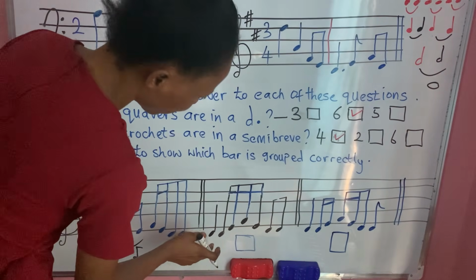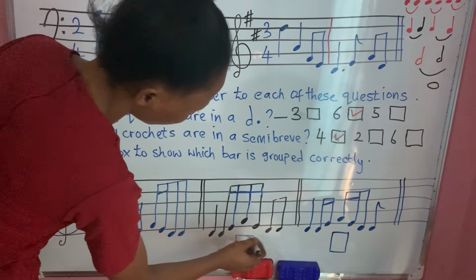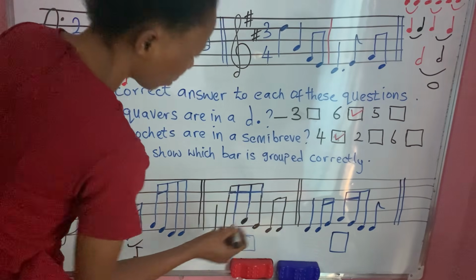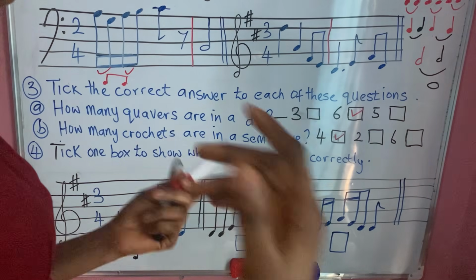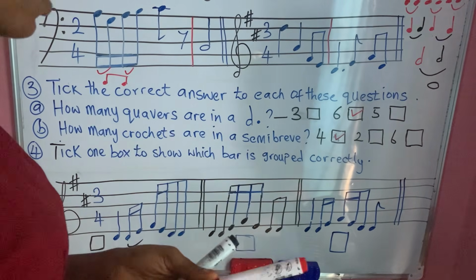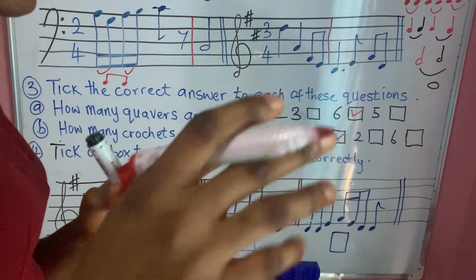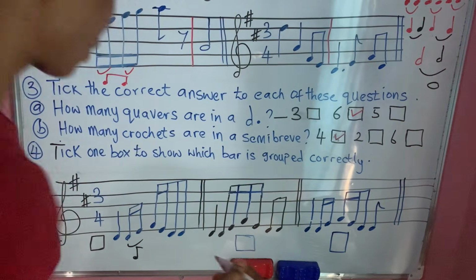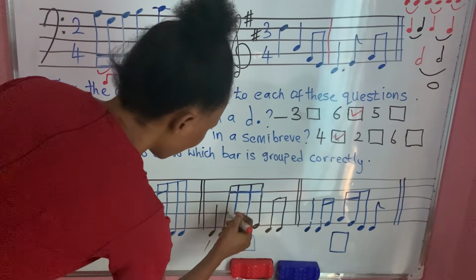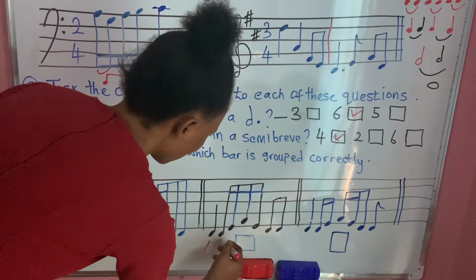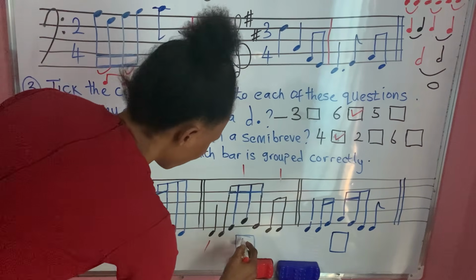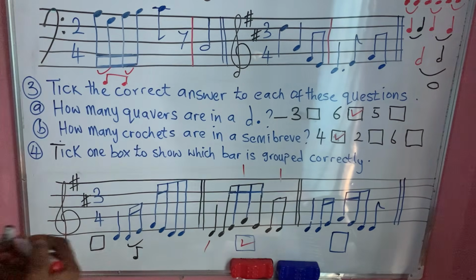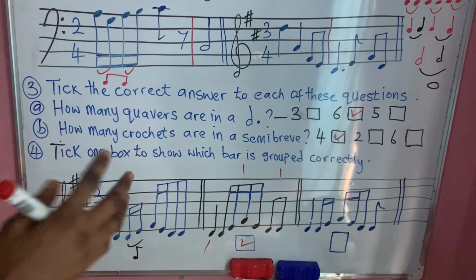Now let's see this. This is 1, this is 2, this is 3. So this one is grouped well, this one is not grouped because in 3/4 you can't subdivide the notes. So all the beats must be on their own. You can see here 1 beat is on its own. This one grouped together is 1 beat on its own again, and this one 1 beat on its own. So this is the correctly grouped bar. Do you understand?